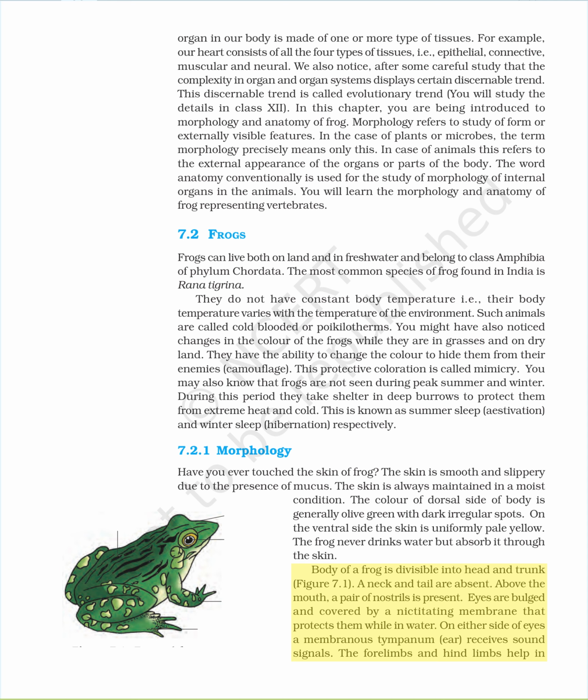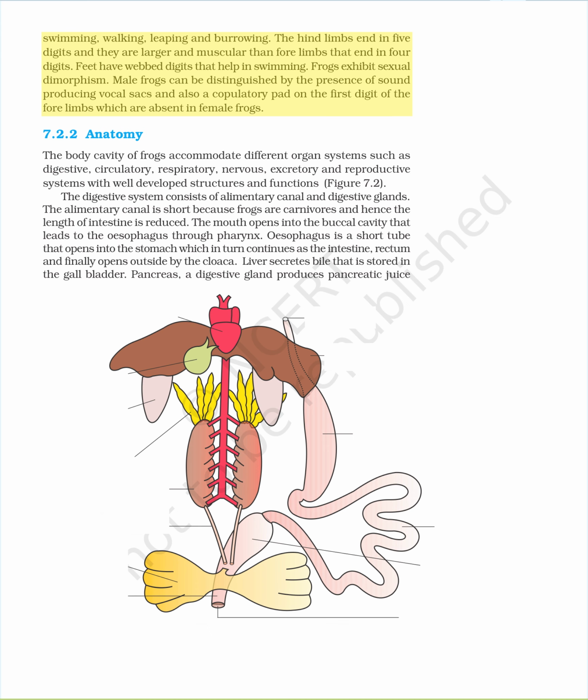The forelimbs and hind limbs help in swimming, walking, leaping, and burrowing. The hind limbs end in 5 digits and they are larger and more muscular than the forelimbs that end in 4 digits. Feet have webbed digits that help in swimming. Frogs exhibit sexual dimorphism. Male frogs can be distinguished by the presence of sound-producing vocal sacs and also a copulatory pad on the first digit of the forelimbs which are absent in female frogs.